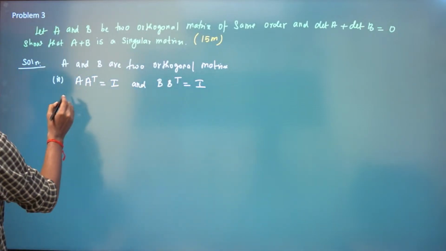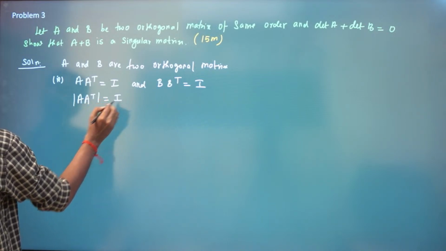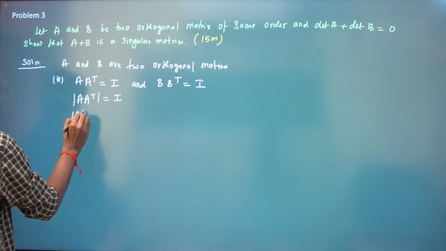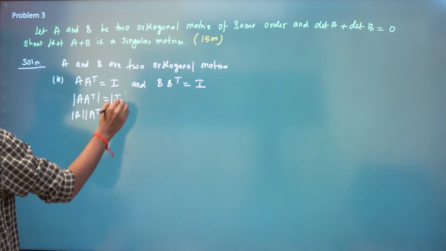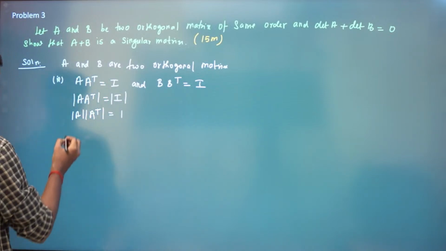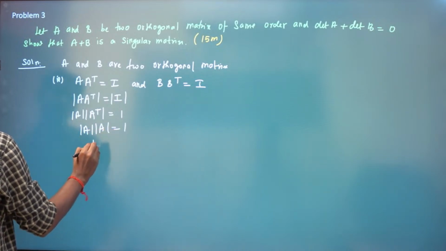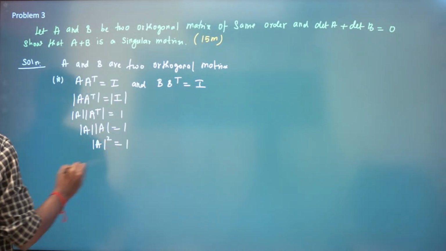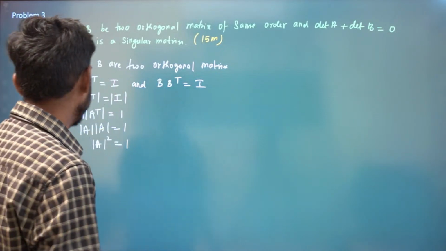Now, if I take determinant on both sides, determinant of A into A transpose is equal to I. So determinant of AB is determinant of A into determinant of B, equal to the determinant of the identity matrix, which is 1. The determinant of A transpose is the same as determinant of A. So determinant of A squared is 1. Right? If A is an orthogonal matrix, determinant of A squared is 1.